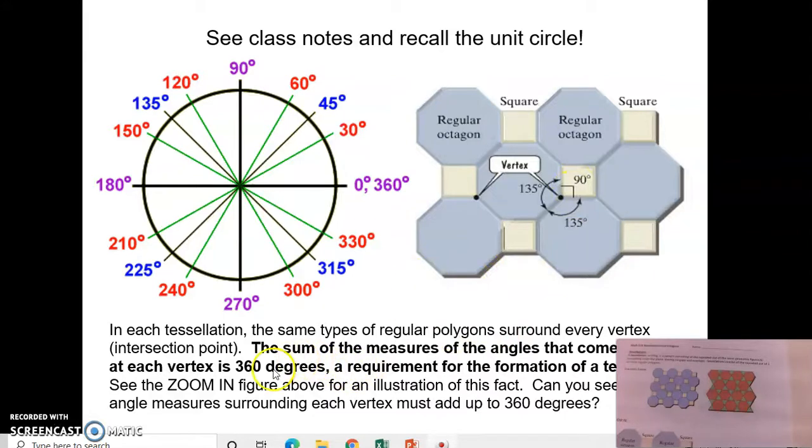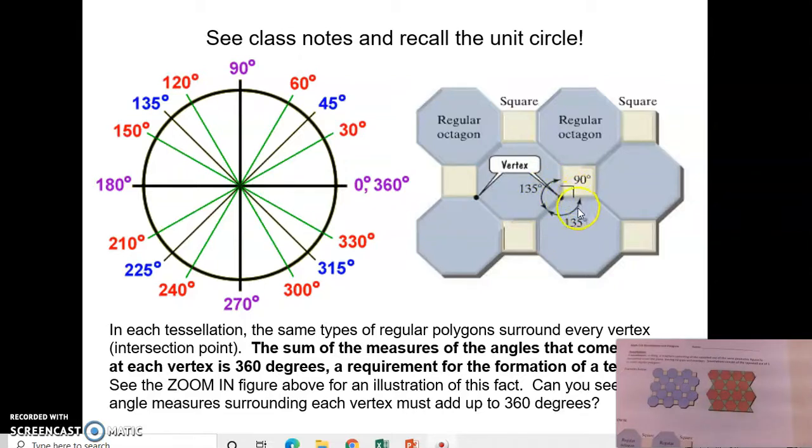So let me continue. The sum of the measures that come together at each vertex is 360 degrees, which is a requirement for the formation of a tessellation. So you can see the zoomed in, right? What do I have here? I have a square, and then how many sides does this shape have? 1, 2, 3, 4, 5, 6, 7, 8. That's an octagon. So I have 2 octagons and 1 square coming together at this vertex.